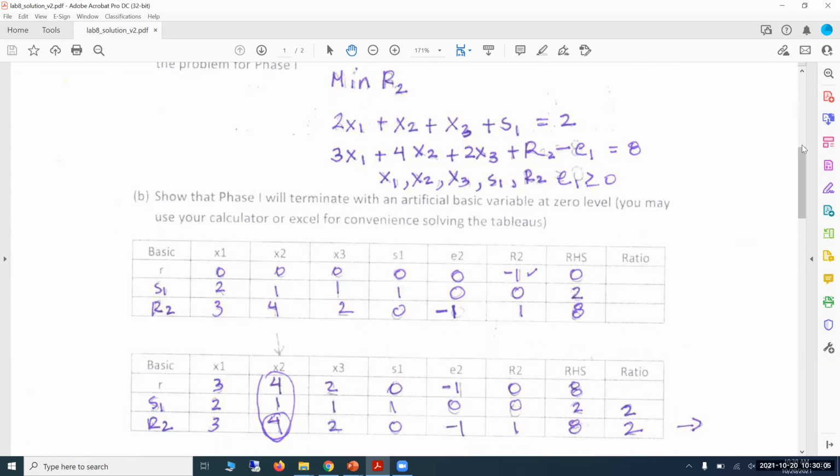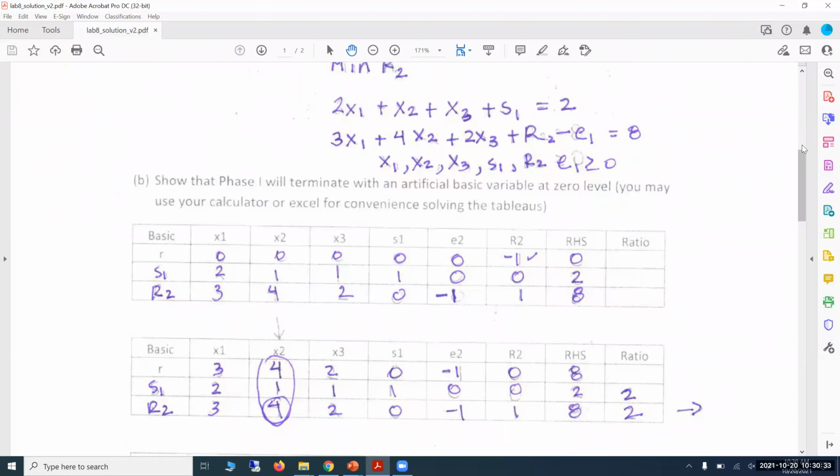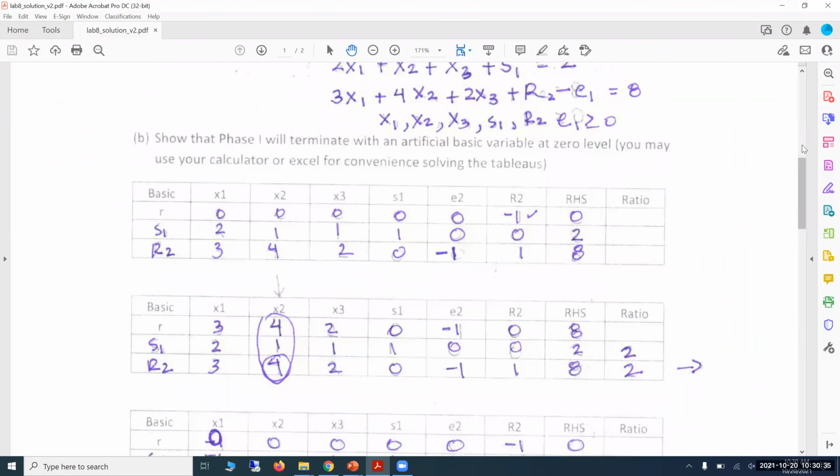So you look at your basic variables. S1: 0, 1, 0, that's good. You look at R2: -1, 0, 1. This is giving you a flag. This has to be equal to 0. So the first operation you have to perform is to make that equal to 0. You perform the elementary row operations here: you multiply this by 1 and add that to row 0. That's going to give you the tableau here.